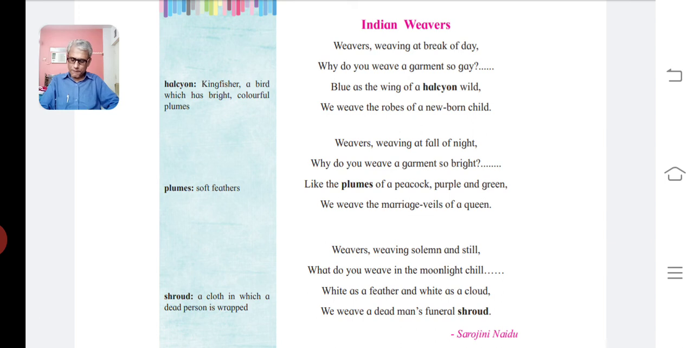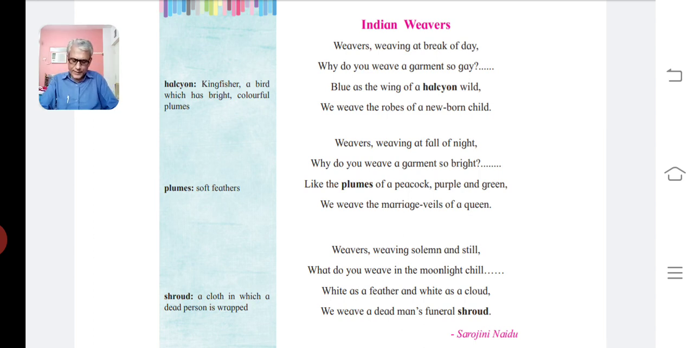So here in this line the words moonlight chill, that is the cold moonlit night, indicate the third or the last stage of human life, and that is death or old age. Now see the next line.